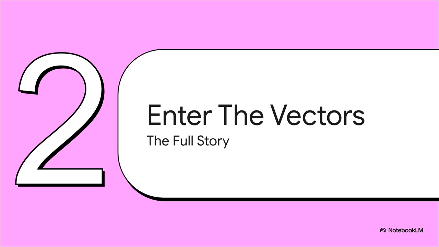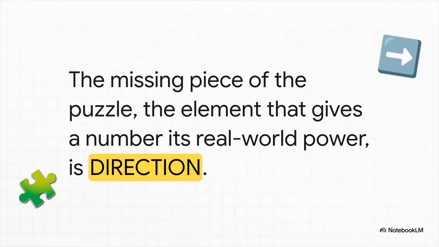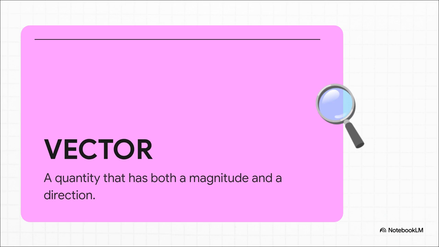Well, this is where the hero of our pilot story comes in, the vector. Remember our pilot? What was missing? It wasn't how fast, we knew that. It was which way. That missing piece of the puzzle, the thing that gives a number its real power in the world, is direction. And that's precisely what a vector is. It's a quantity that's kind of like a package deal. It gives you two crucial pieces of information all at once, a magnitude and a direction. It doesn't just tell you how much, it also tells you which way.